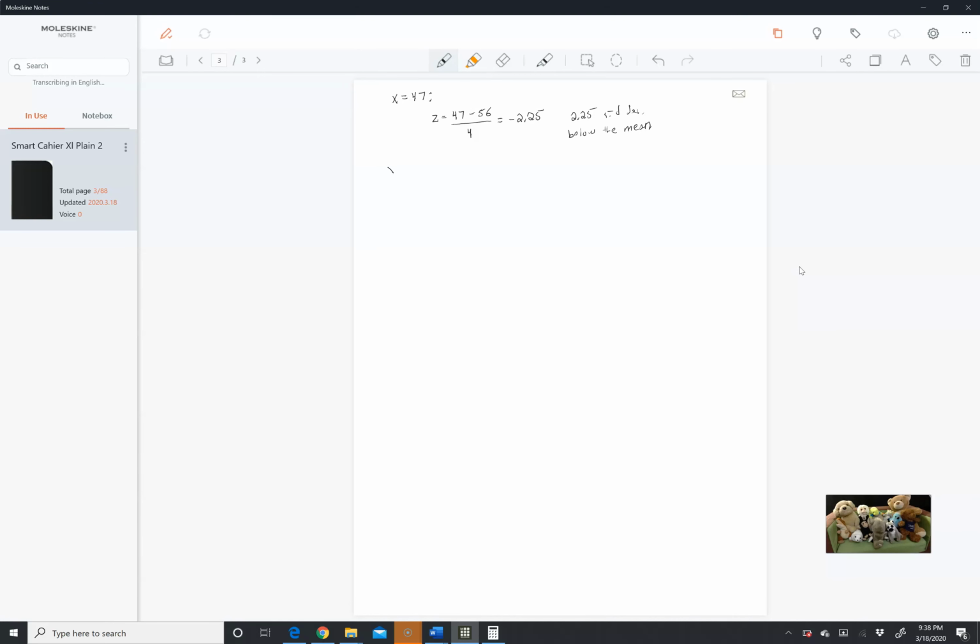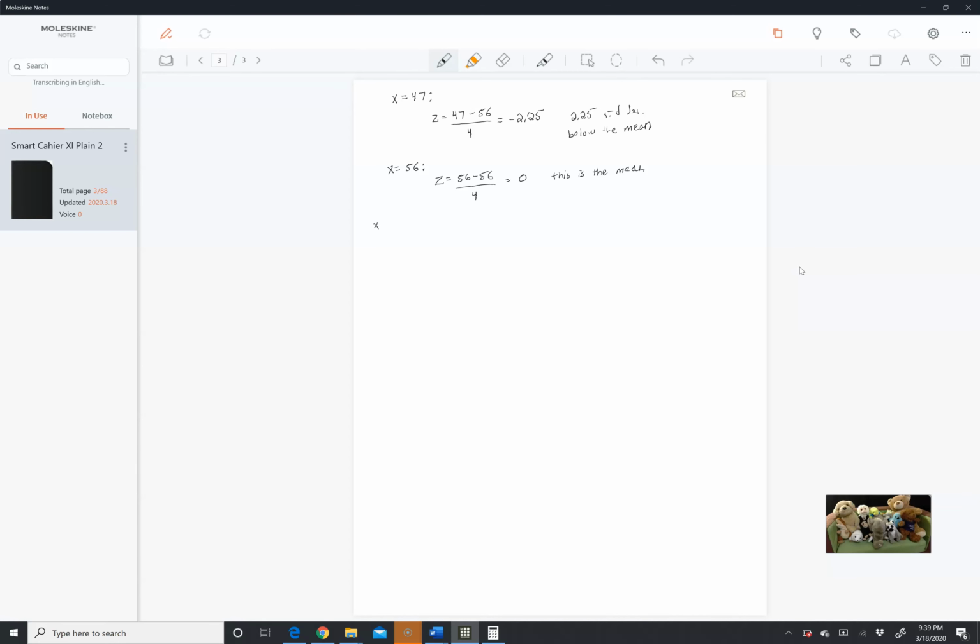And finally, if we do it for 56, our z-score is 56 minus 56 over 4. This is just 0. So what this tells you is this is the mean. Okay, and unusually high or unusually low in this case would be outside the 2 standard deviations.